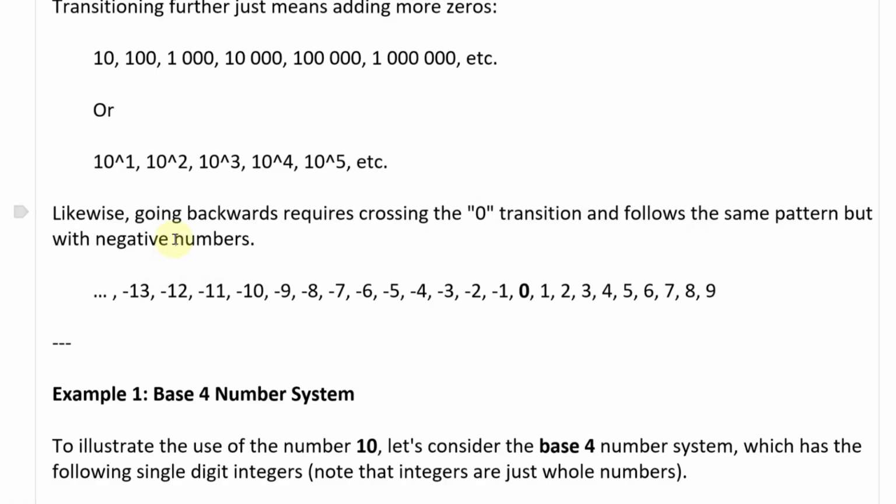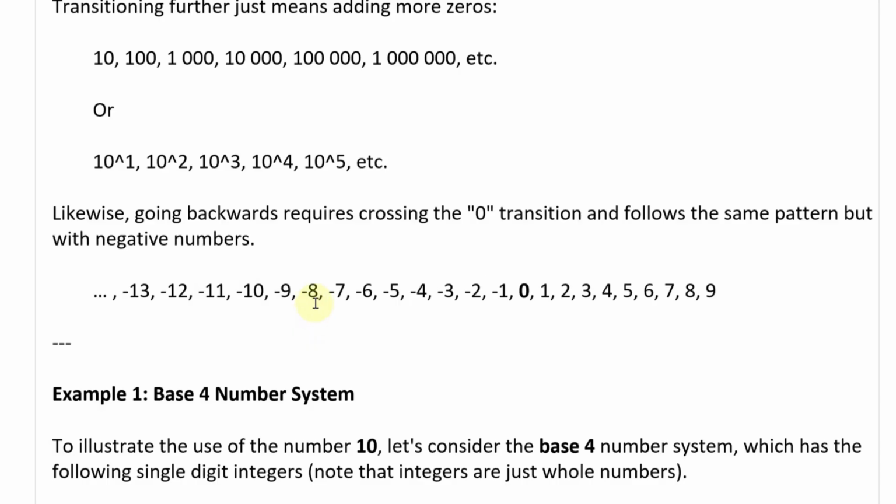Likewise, going backwards requires crossing the "0 transition" and follows the same pattern but with negative numbers. So if we go backwards from positive 1, we just add a negative sign. So we have negative 1, 2, 3, 4, 5, 6, 7, 8, 9, all the way there. And then we just add, now it's going to be negative 10 as a transition. Then we go negative 11, negative 12, negative 13, etc.